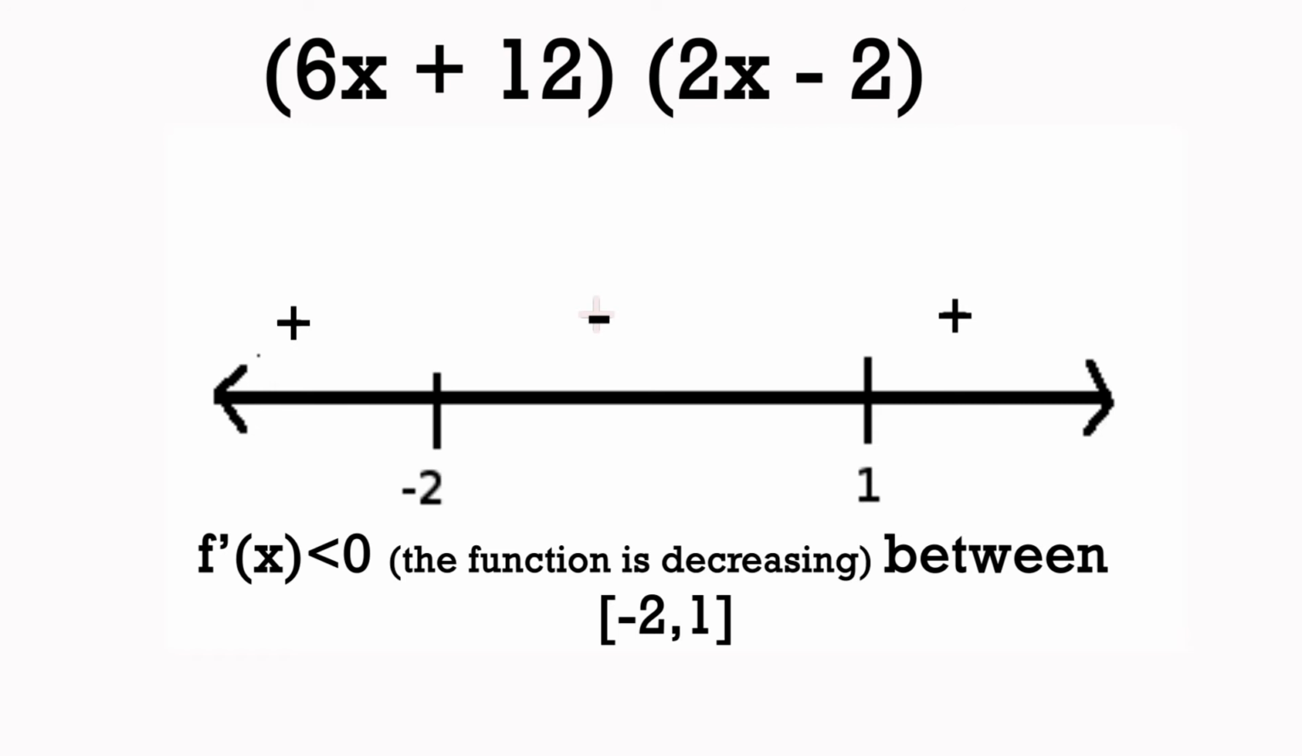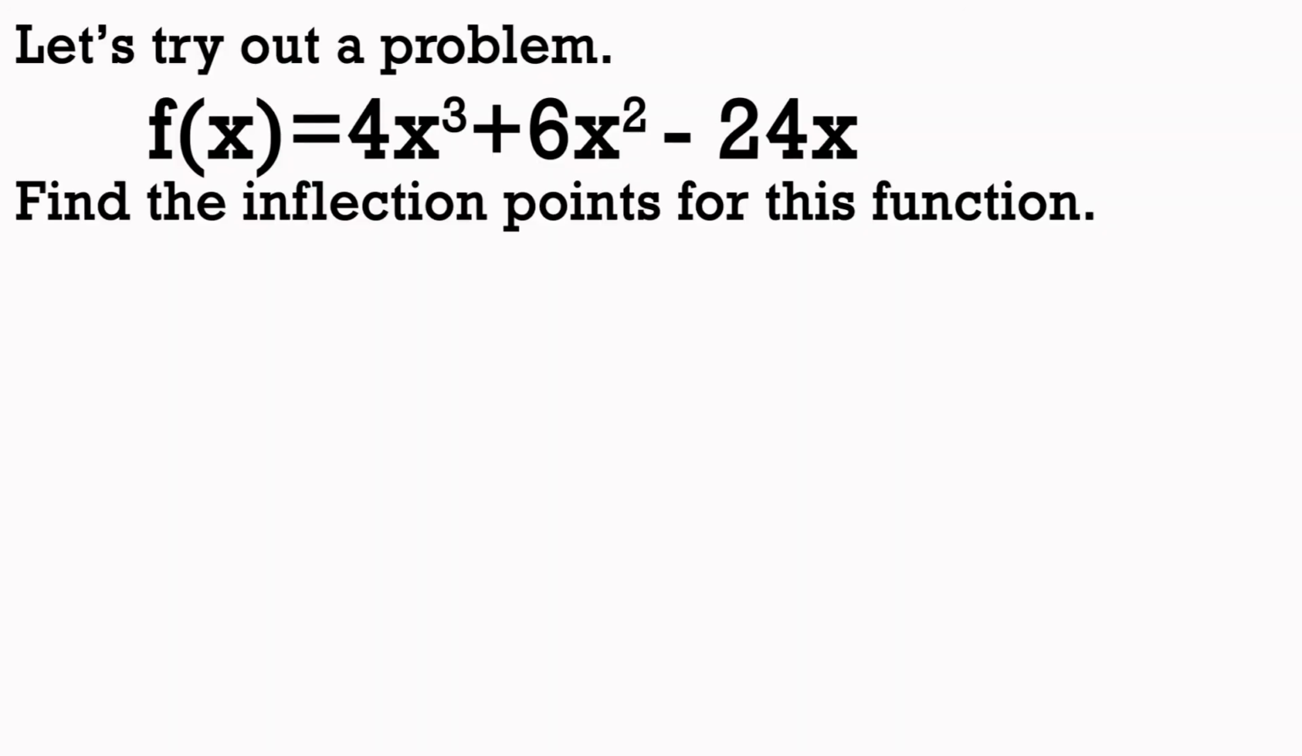That is because they are a defined point on the graph. Infinity is never a defined point. So that is why you use parentheses instead of brackets. Now, using the same problem as before, let's find out the inflection points for this function.